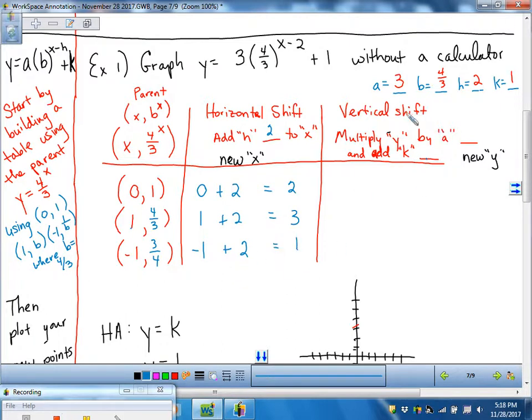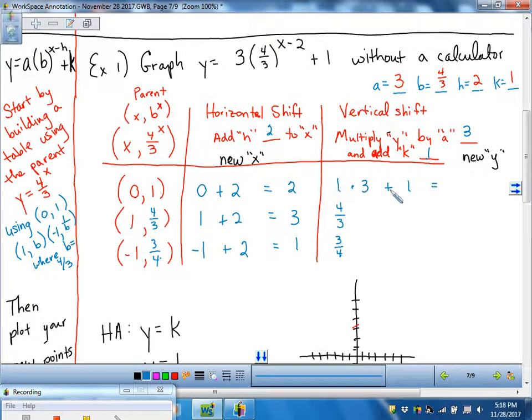Now let's fill in our vertical shift part of our table. You're going to find the vertical shift by multiplying the y value by a, which is 3, and then adding k, which is 1. This will give us our new y. So our y values are 1, 4/3, and 3/4. So we're going to take 1, 4/3, and 3/4, and we're going to multiply each one of those by 3 and add 1 to get a new value.